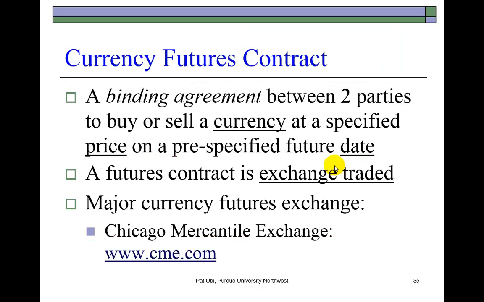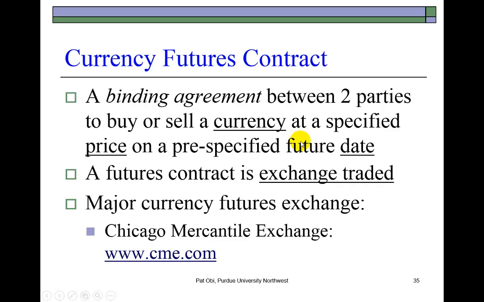So now, the futures market, though, is a much more sophisticated derivatives market, more so than the forward market. The two are really the same. Either case, it is a binding agreement between two parties to buy or to sell the underlying currency at a pre-specified price on a pre-specified future date. So the two are really the same.